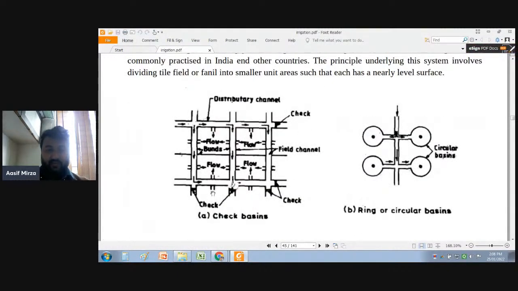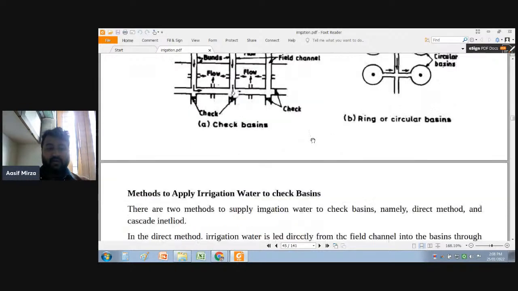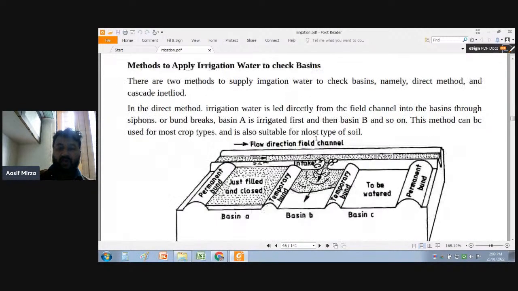This is what the check is provided at this point on the ground field. This is the field channel. This is the check provided here, and this is the water flow showing in this. Okay, so this is what the check basin and the circular basin provided on the field. Now, what is the method to apply the irrigation water to a check basin?